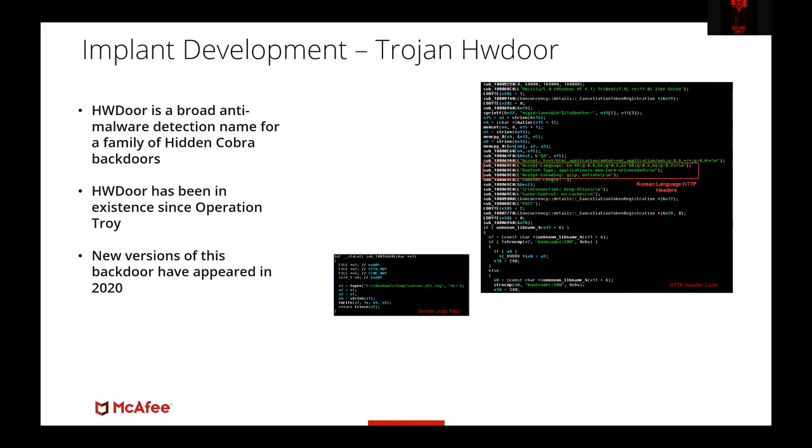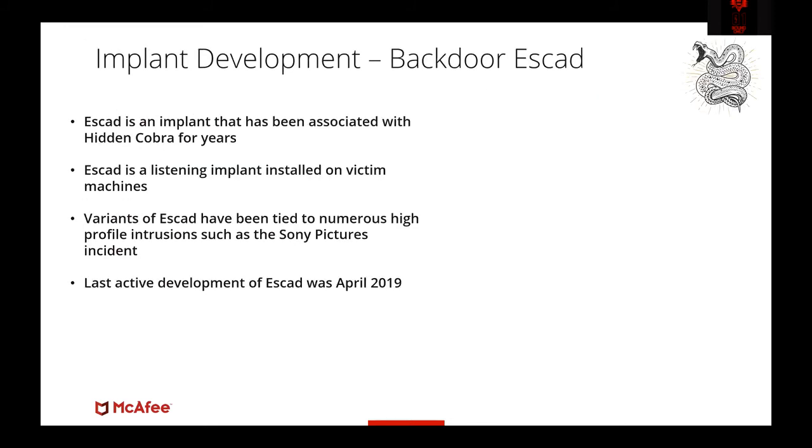So this is just a general snapshot into that. Ascot, again, is another Hidden Cobra implant that's been around for a number of years, most notably in Sony Pictures and previous to that. It has a development timeline going back from 2014 and beyond. Last active development of Ascot was in April 2019.